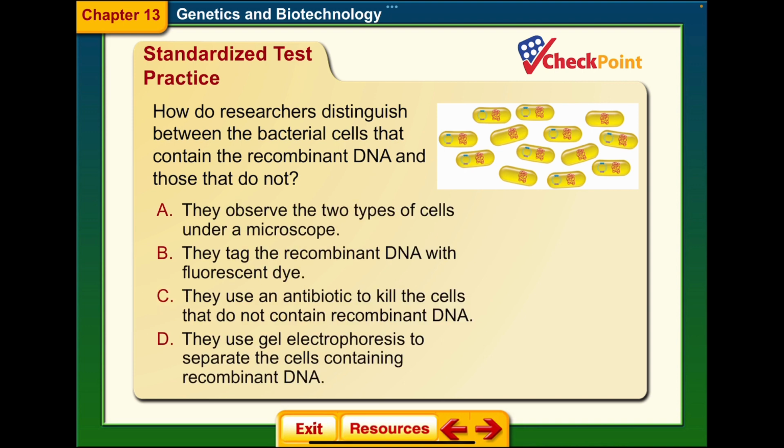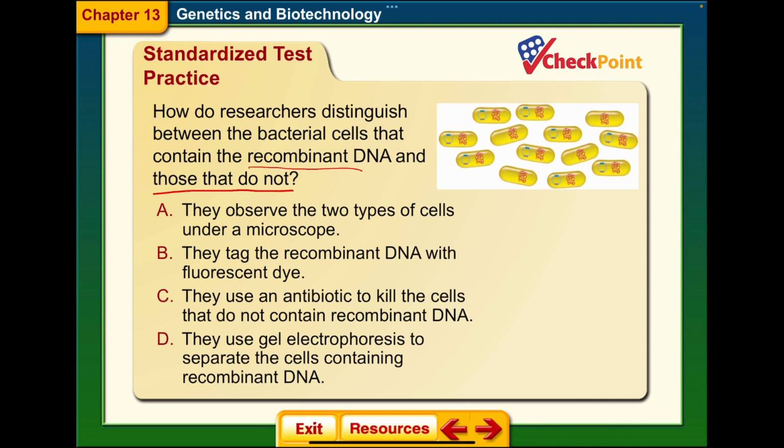Oh my goodness. Okay, so let's look at the question. How do researchers distinguish between the bacterial cells that contain the recombinant DNA and the ones that do not? Well, if we remember when we talked about recombinant DNA, we said that we add to the recombinant DNA an antibiotic. And the example that we took was AMP, I think it was, epinephrine, I believe.